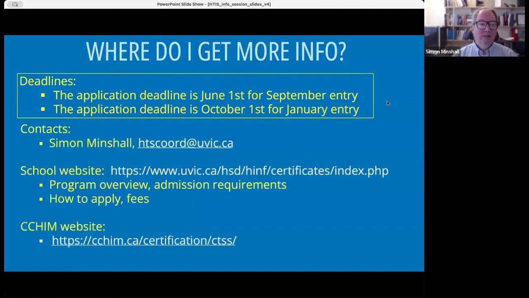So to learn more, you can reach out to me personally at HTIS coord at uvic.ca. The school's website is shown there. This web address is repeated everywhere. You can find out more information about the program, all the requirements, how to apply, and fees. And if you get lost and you need more help, that's fine. We're here to help. Please email me and we can get your questions sorted.